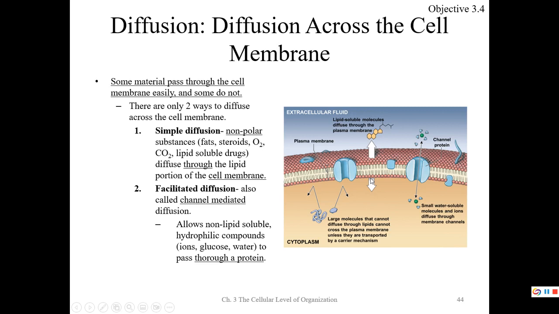Okay? Now, facilitated diffusion. If you are hydrophilic, like this substance right here, probably working as an ion, or a very small polar substance, how do we know it's polar? Water is interacting with it. So it's dissolved in water and it goes through a protein. That's called facilitated diffusion. This allows non-lipid soluble things, hydrophilic compounds, ions, glucose, water, that kind of stuff, to pass through a protein. It goes through a protein to get through the phospholipid bilayer.